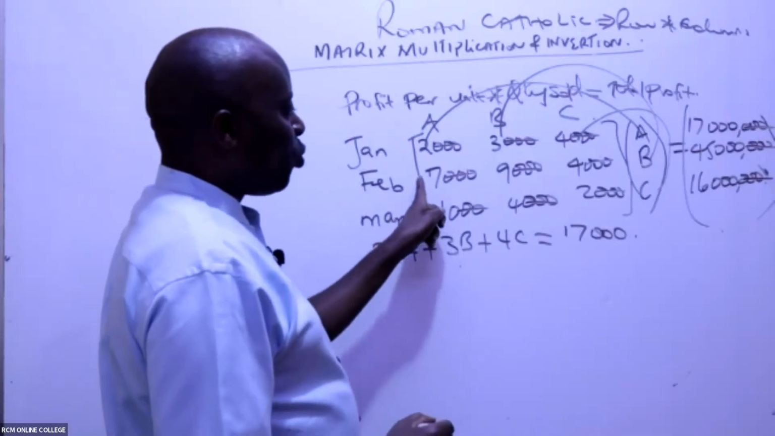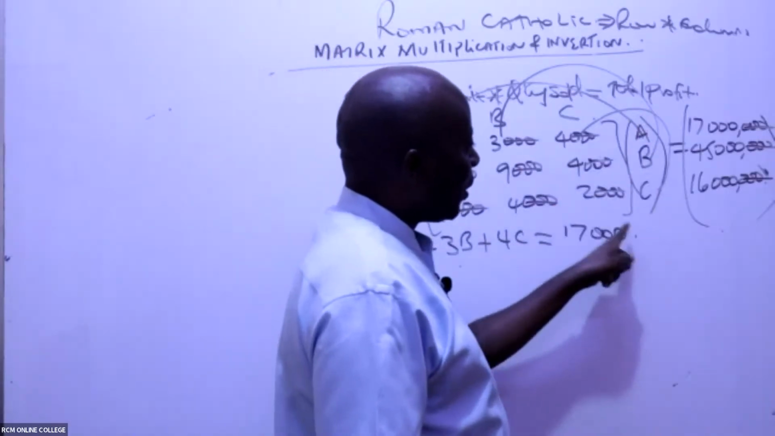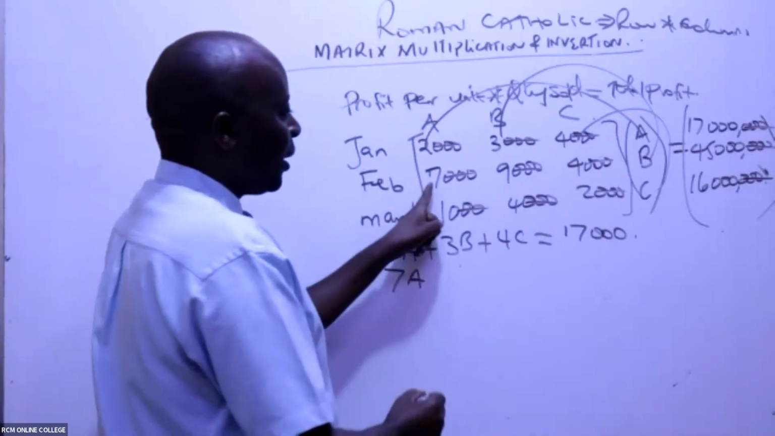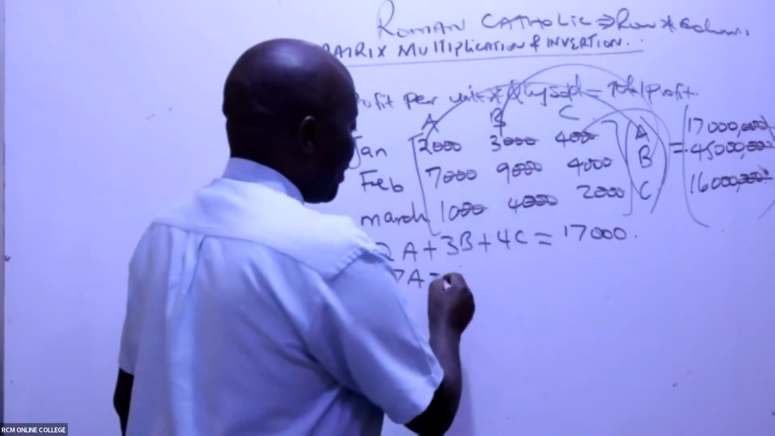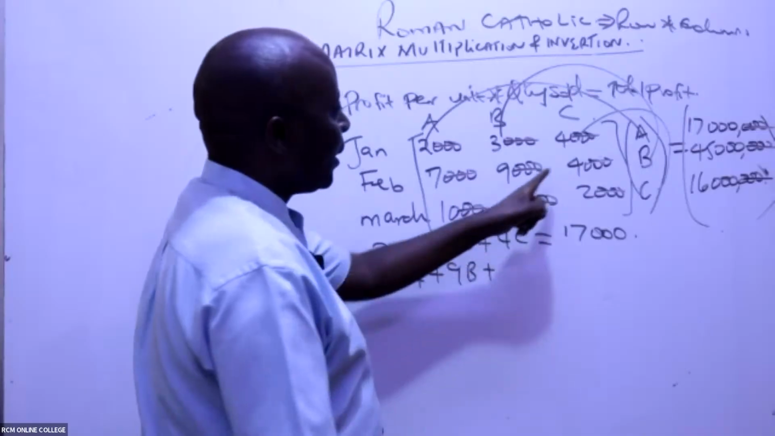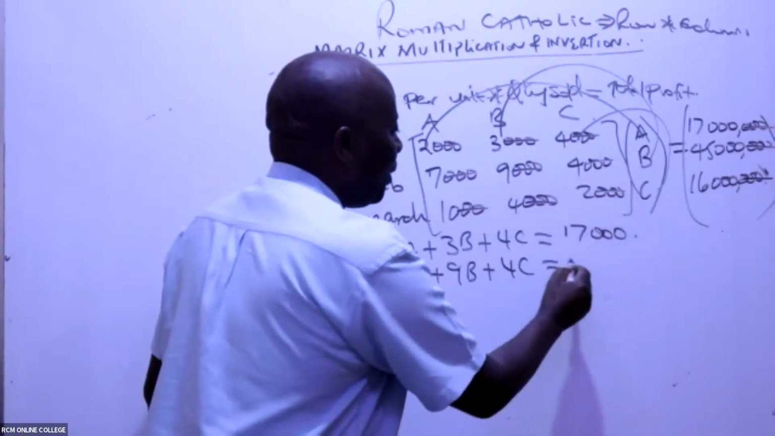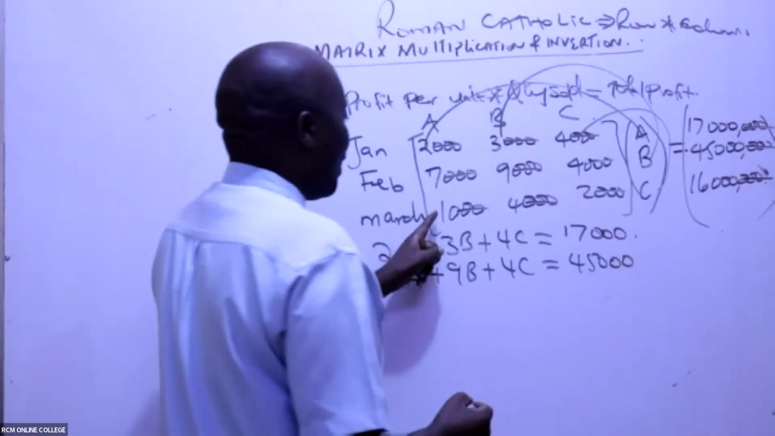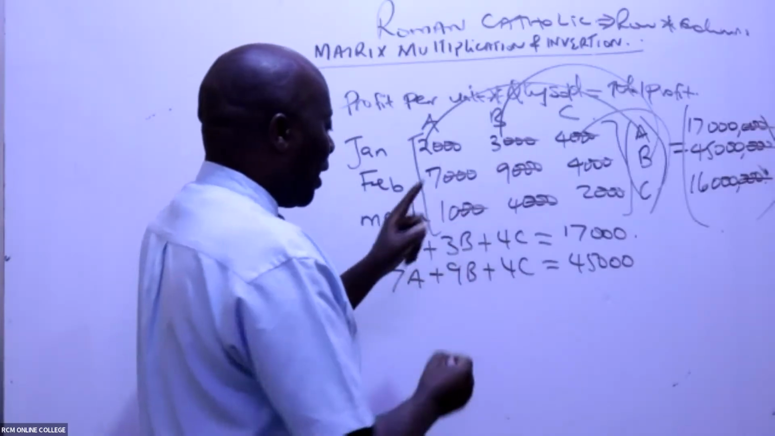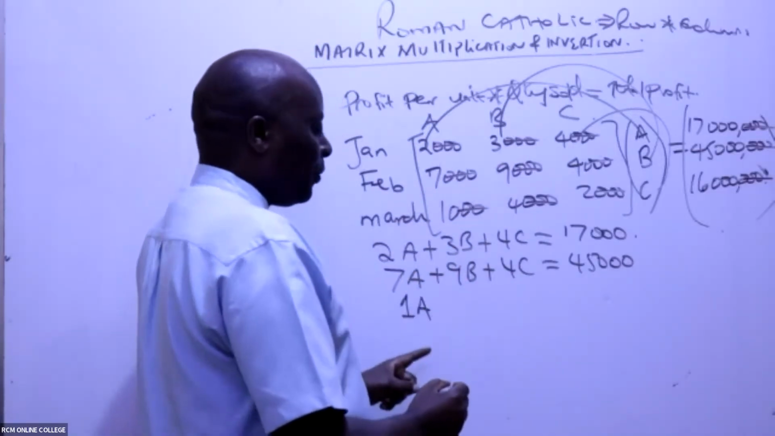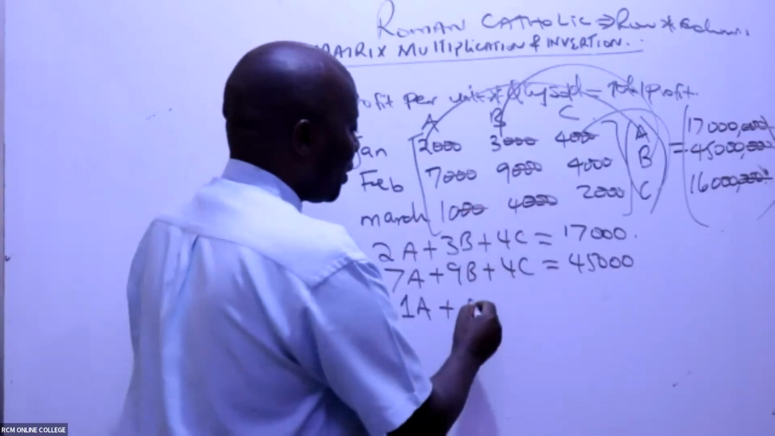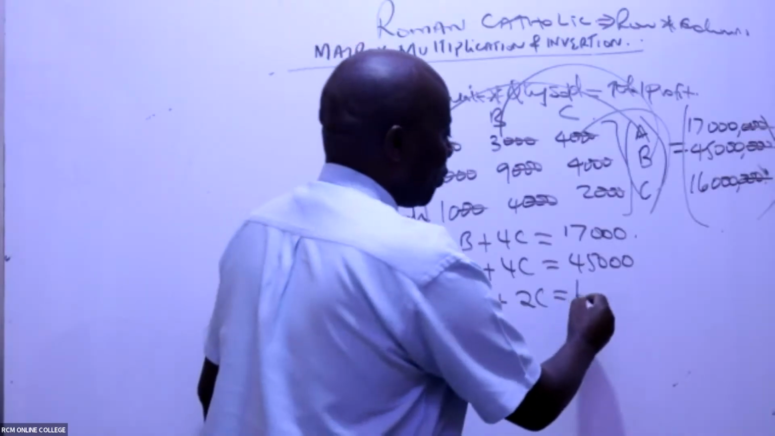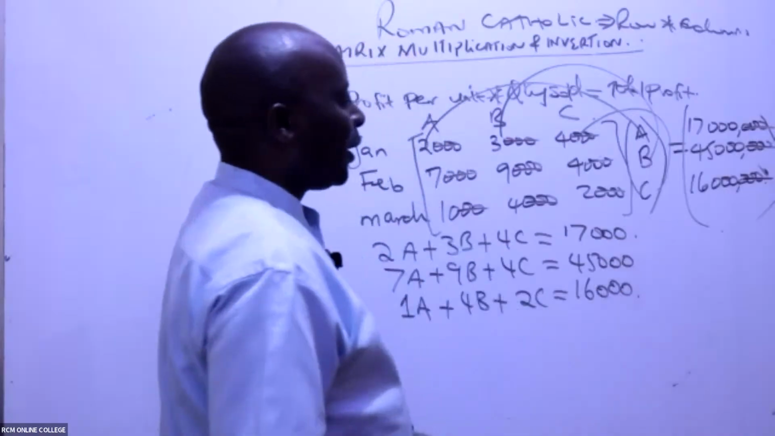Then we come to row number 2. So this row 2 multiplies this column. So we have, ladies and gentlemen, 7A plus 9B plus 4C should be equal to the second value there, which is 45,000. Then we have the last row here. So this is 1A, or just A alone, plus 4B plus 2C should be equal to 16,000, like that.